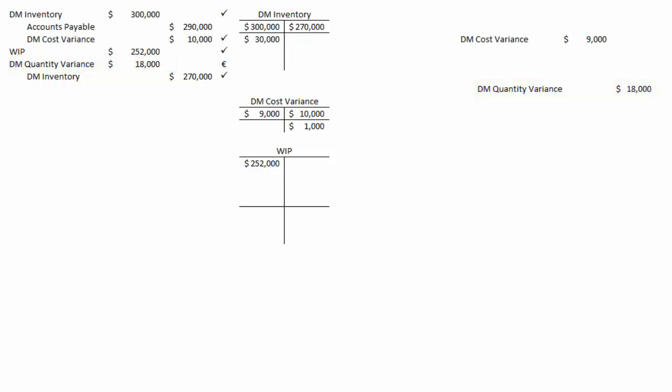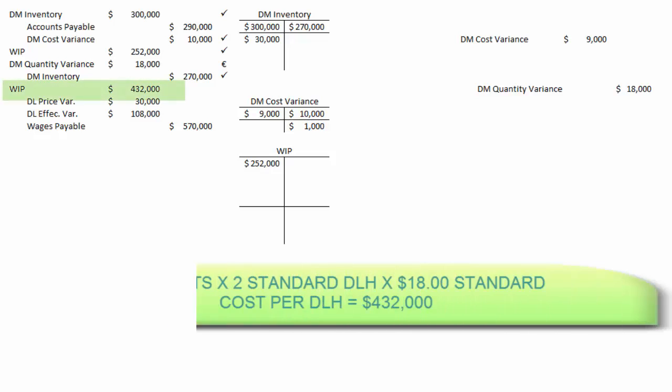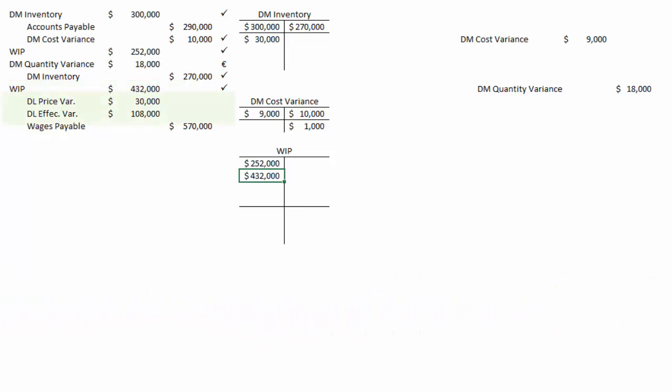Okay, let's move on to direct labor. So here are our direct labor journals. And remember that for work in process, we put 12,000 suits into work in process with a standard 2 direct labor hours and a standard $18 per direct labor hour. That's the $432,000. So let's go ahead and post that journal entry to WIP.